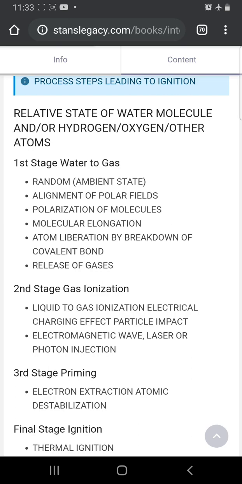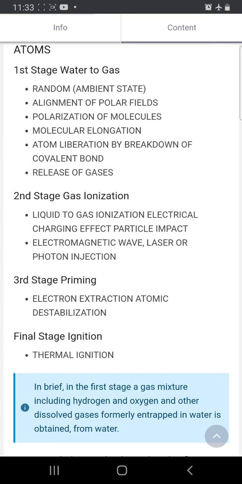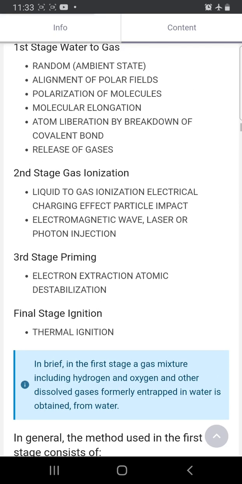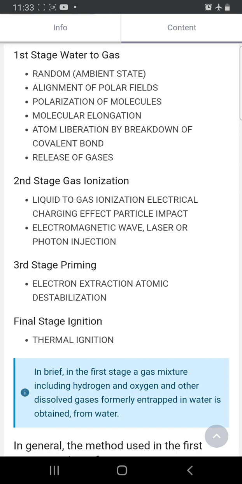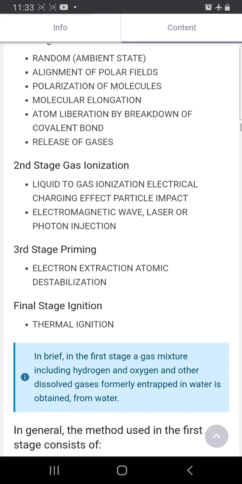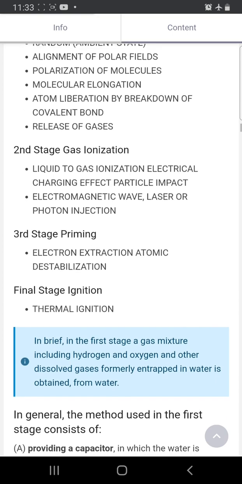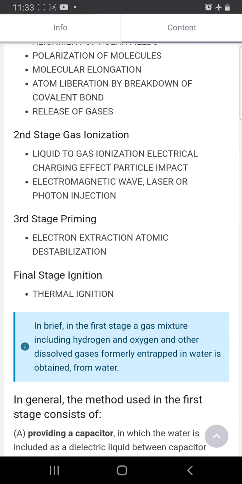stage one is basically just getting the gas, okay, and then stage two: liquid to gas ionization, charging effect, particle impact, electromagnetic wave, laser, and photon injection. So you don't see any wet bubblers in Stan's system, and there's a reason for that, because the wet bubbler puts the gases back together, grounds them, and stops this photonic absorption, energy-increasing thing that he's trying to do, stripping away electrons.